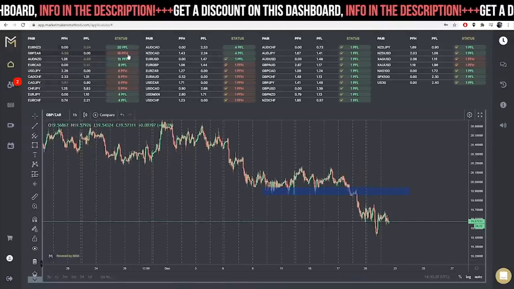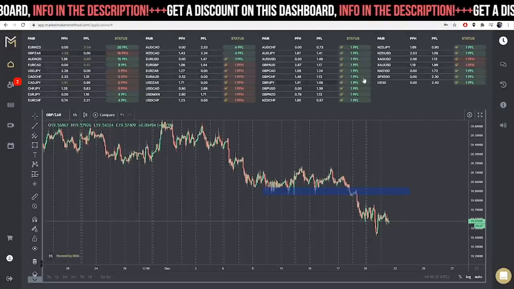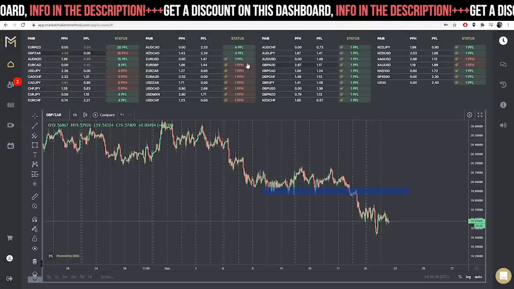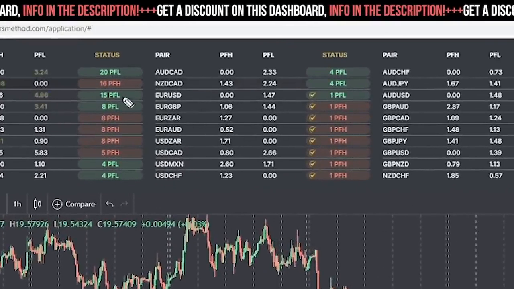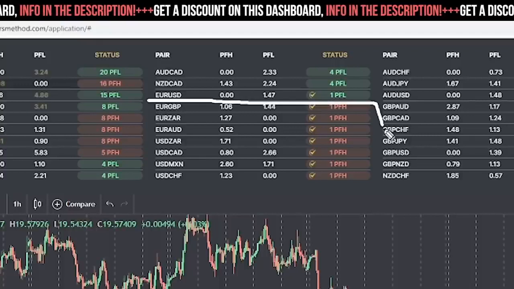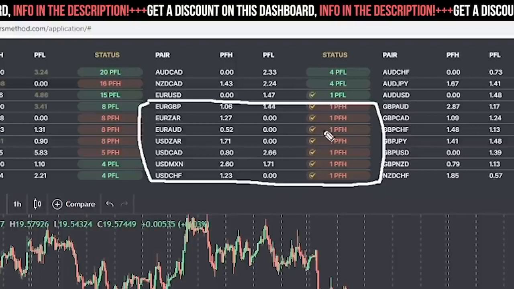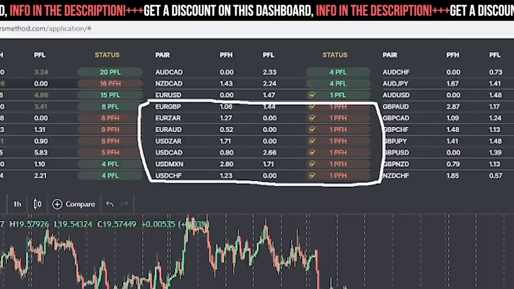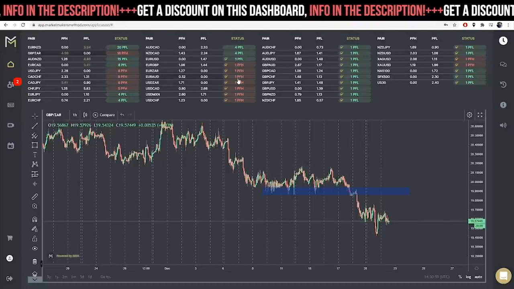And I also like that, from a very quick glance, I can see what everything in this market is doing just by the color of these PFLs and PFHs. What I mean by that is, if we see that all of these are red, that means that we've printed some highs, peak formation highs, and we're in downtrends. So I can very quickly see what we are actually looking at.